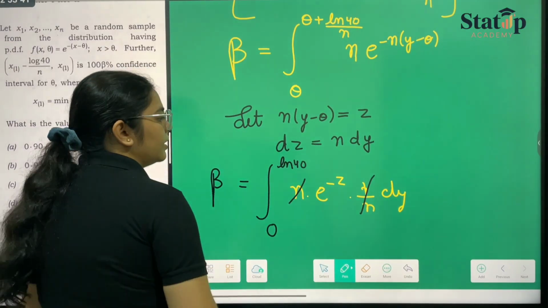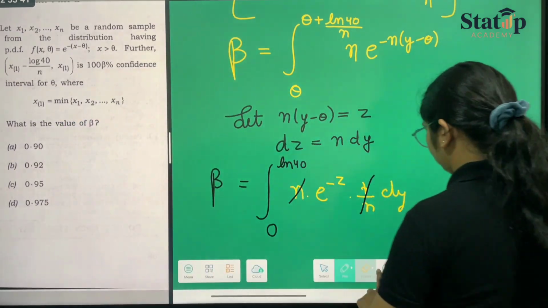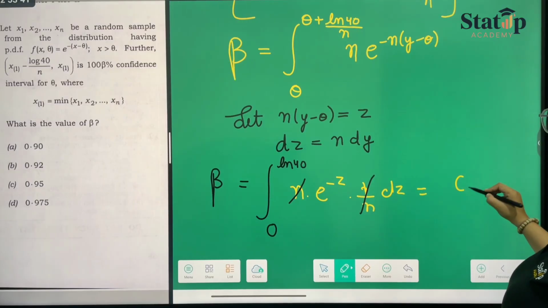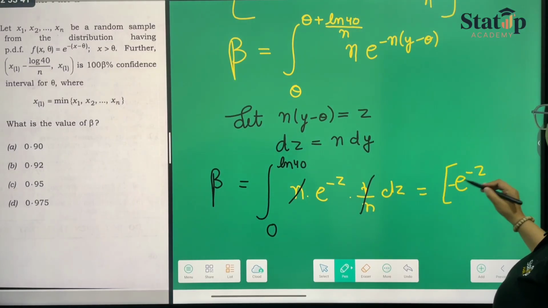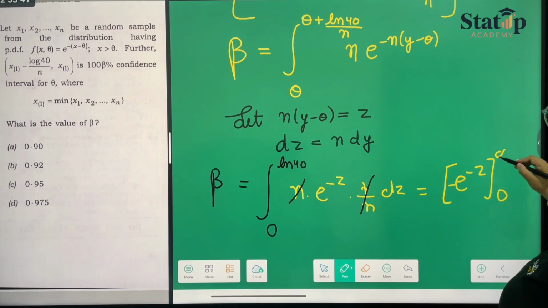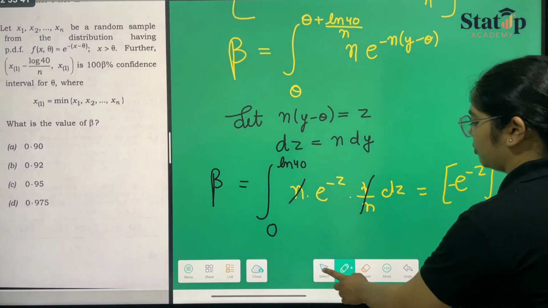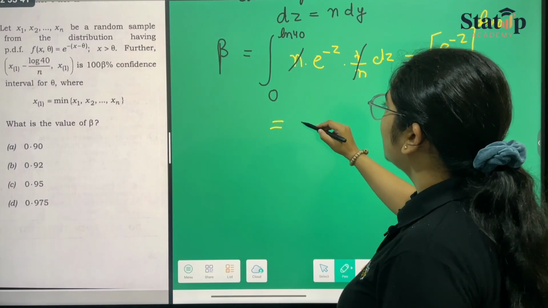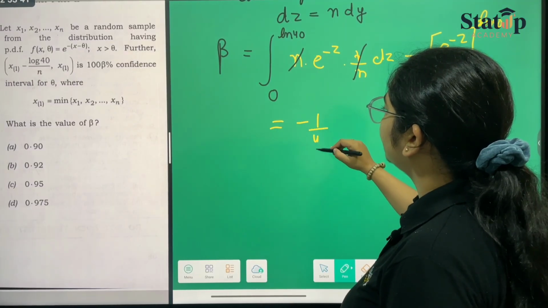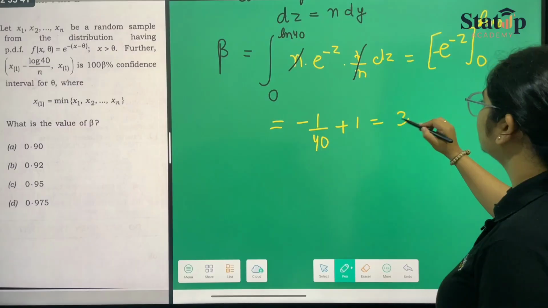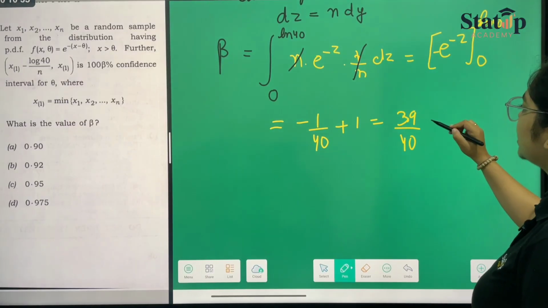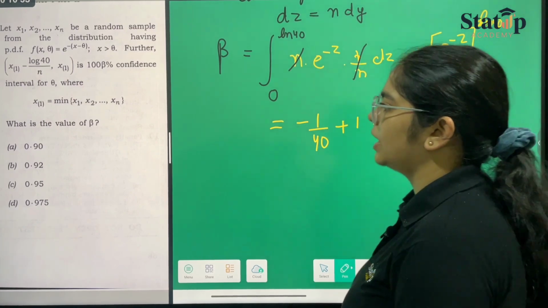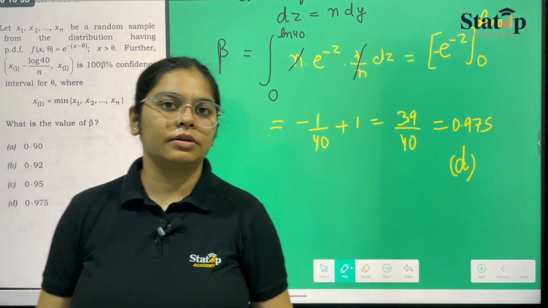So this 1 upon n gets cancelled, and it is equal to e raised to the power minus z with the sign of minus, with the limits 0 and log 40. If we put the values of the limits, then we will be getting minus 1 upon 40 plus 1, which is equal to 39 upon 40, which is nothing but 0.975, and hence option number D is the correct answer for this question number 5.